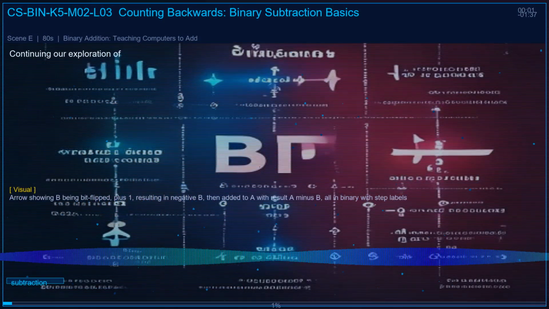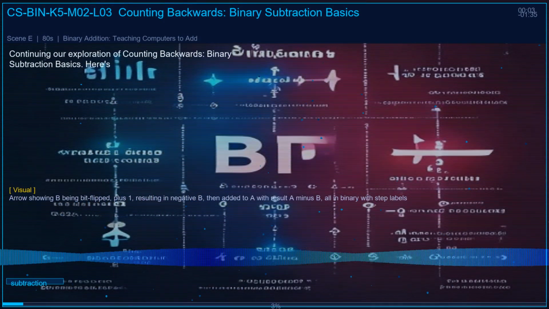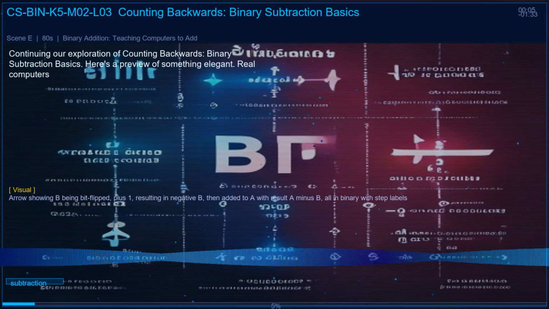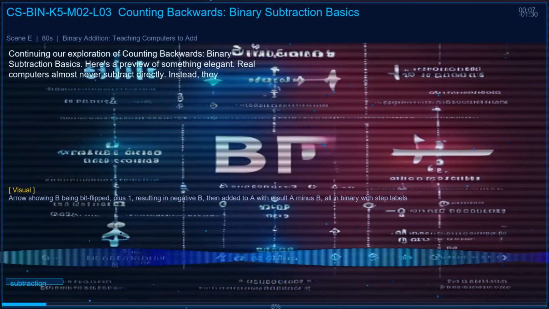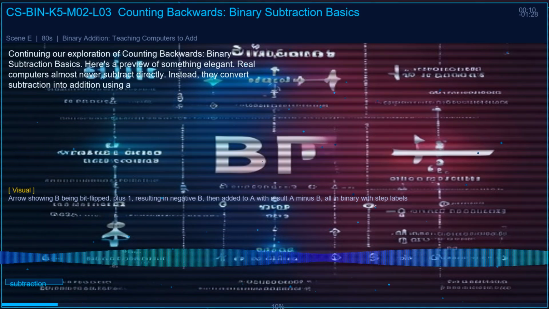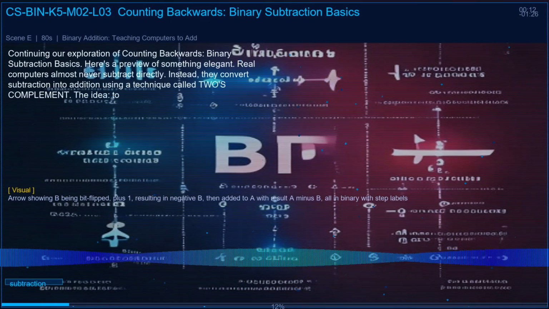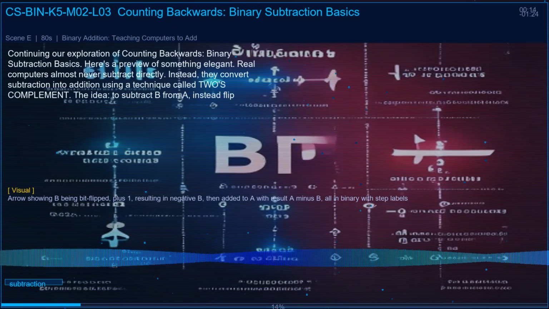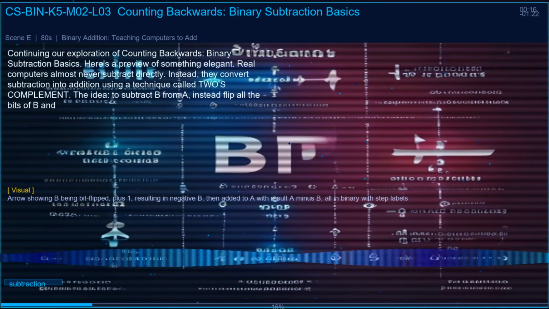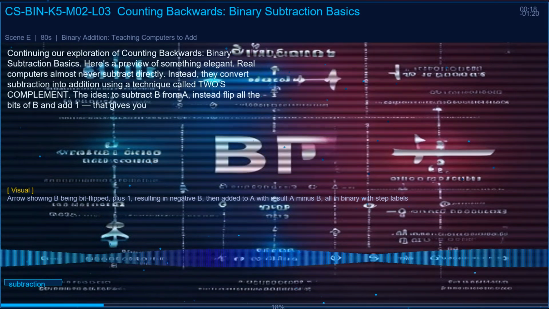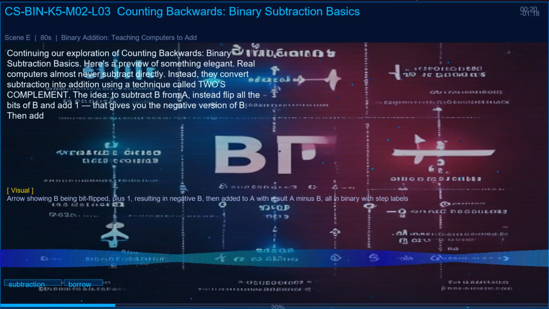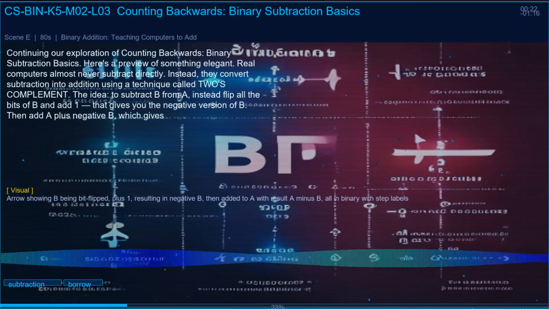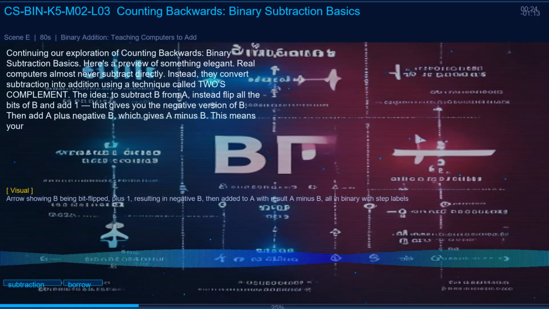Continuing our exploration of counting backwards, binary subtraction basics. Here's a preview of something elegant. Real computers almost never subtract directly. Instead, they convert subtraction into addition using a technique called 2's complement. The idea: to subtract b from a, flip all the bits of b and add one. That gives you the negative version of b.